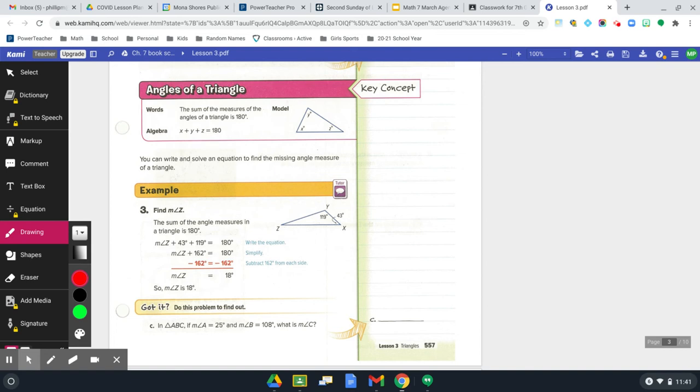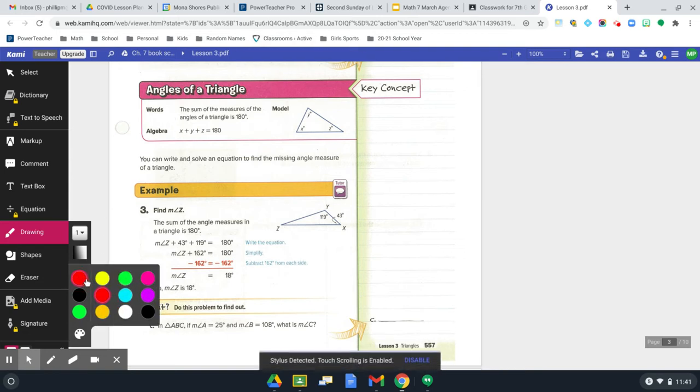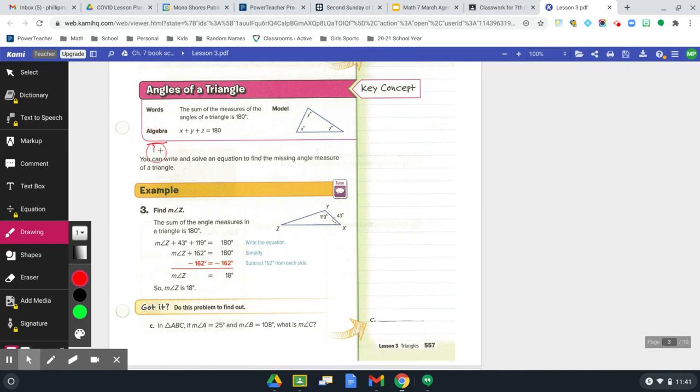Alrighty, so you are on the bottom of page 557 in your book, and we're going to look about a quarter of the way down where it says angles of a triangle. And so this is what's called your triangle sum theorem. So I'm just going to write that underneath that box. Triangle sum theorem.